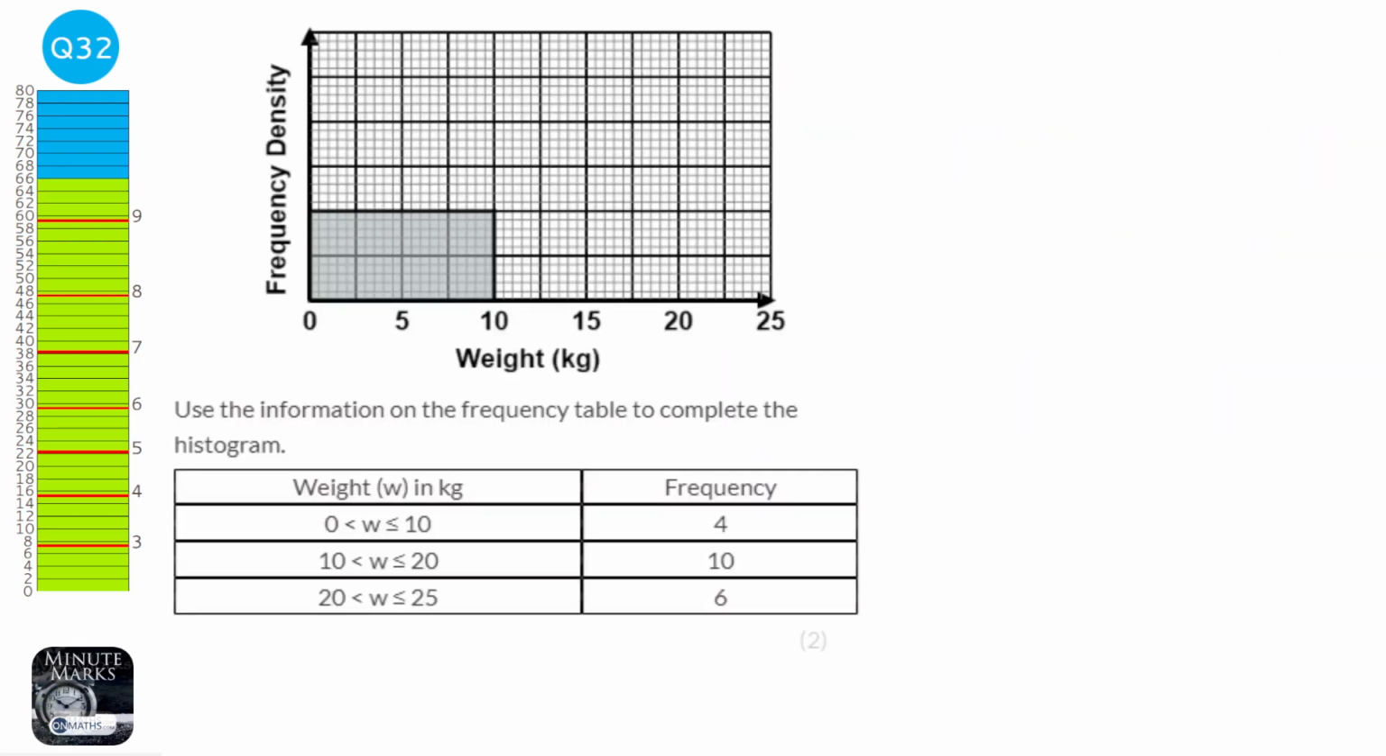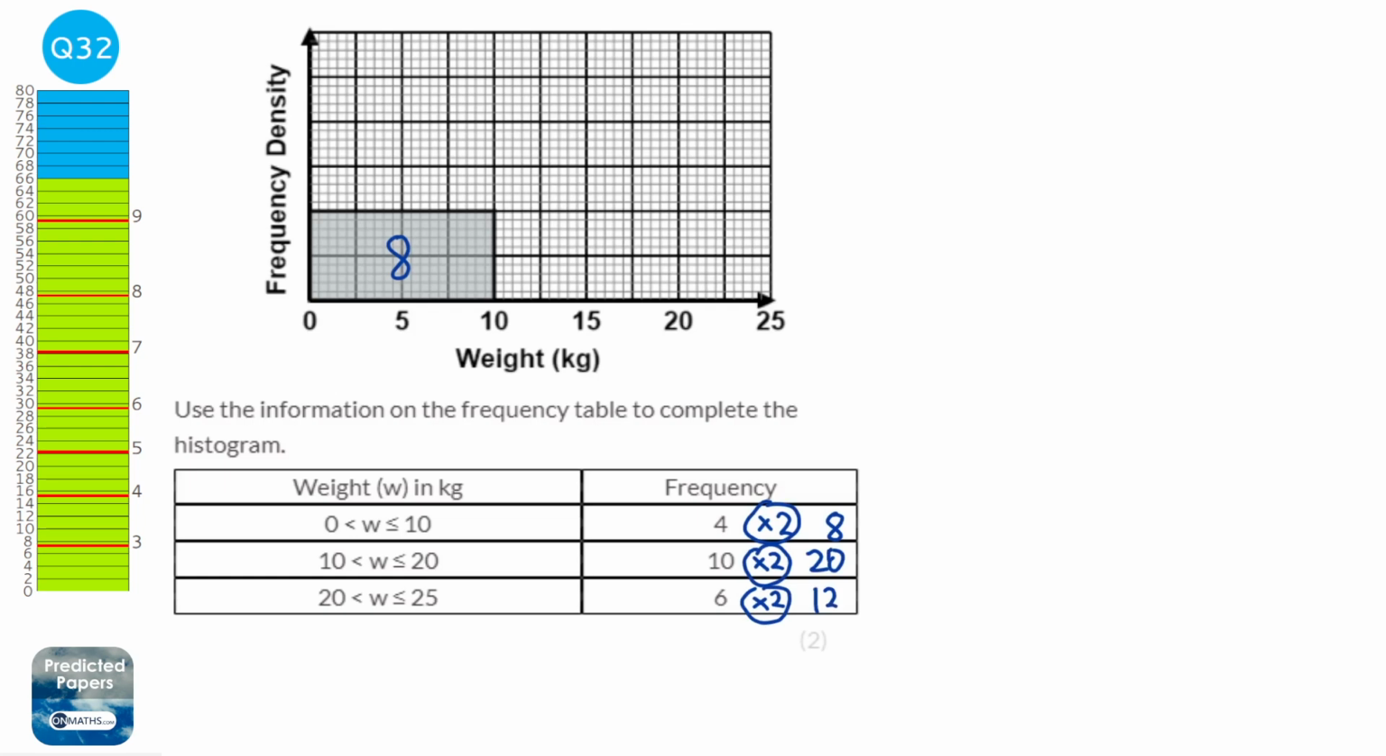So we can see that there are 8 squares in the first bar, and that represents a frequency of 4. So if you look at what we do to get from 8 to 4, or 4 to 8, we obviously times it by 2. So we're going to do that to the other frequencies. We're going to times them by 2. And they'll tell us how many squares we'll need. So we'll need 20 squares and then 12 squares.